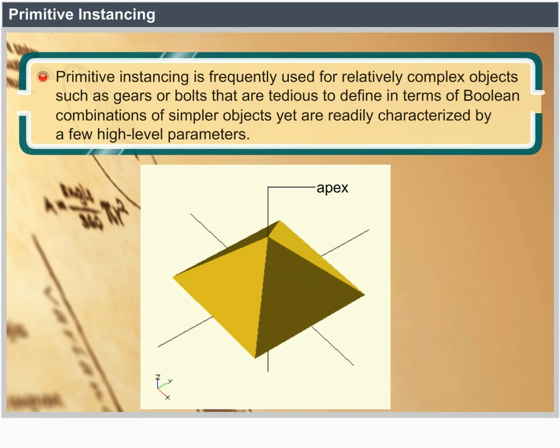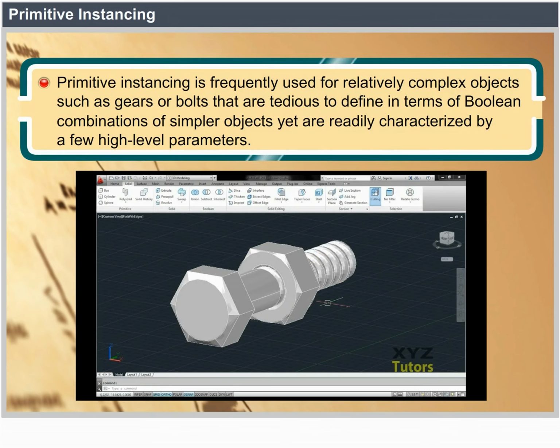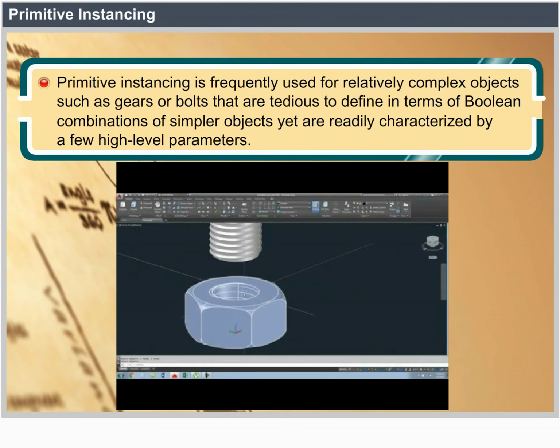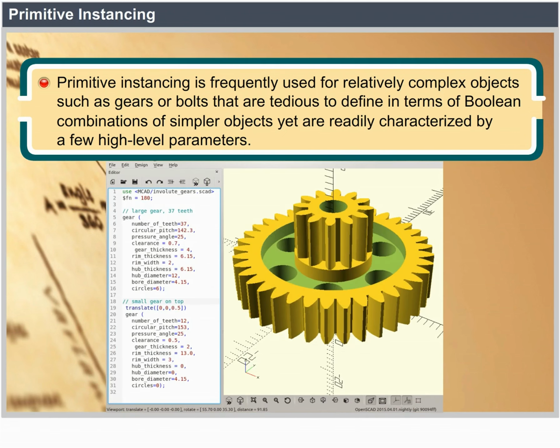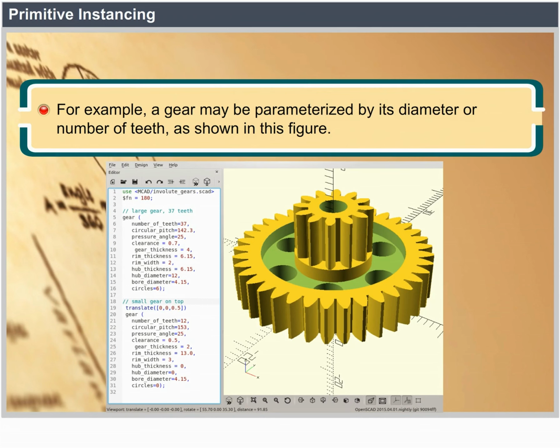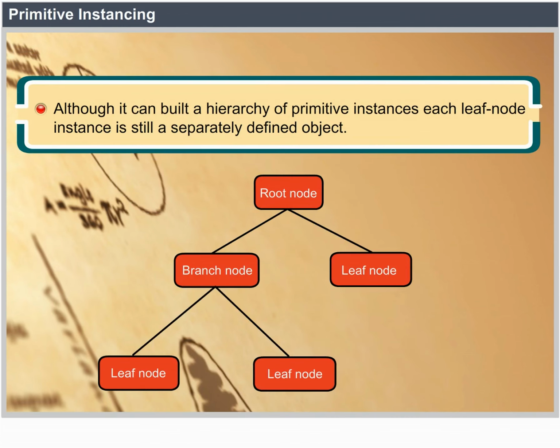Primitive instancing is often used for relatively complex objects such as gears or bolts that are tedious to define in terms of Boolean combinations of simpler objects, yet are readily characterized by a few high-level parameters. For example, a gear may be parameterized by its diameter or number of teeth as shown in this figure. Although we can build up a hierarchy of primitive instances, each leaf node instance is still a separately defined object.